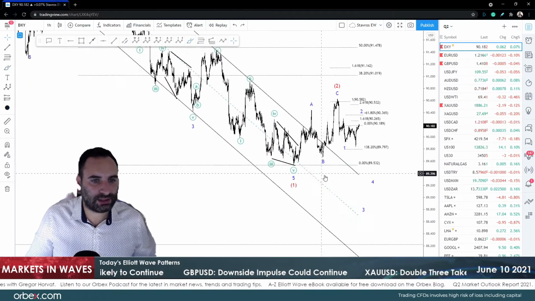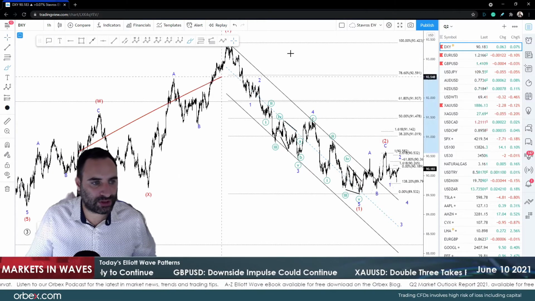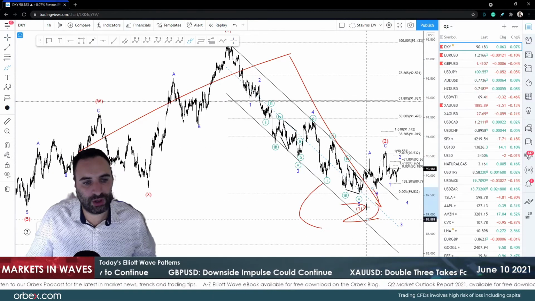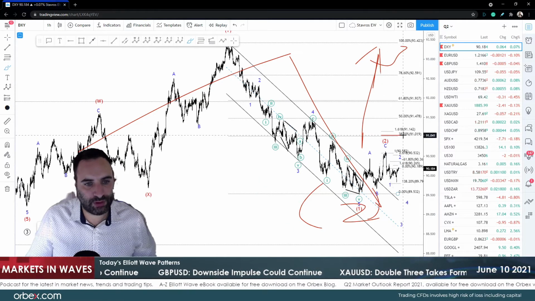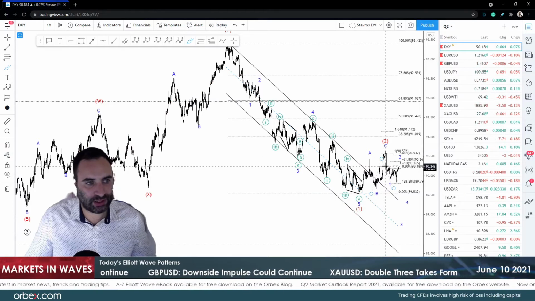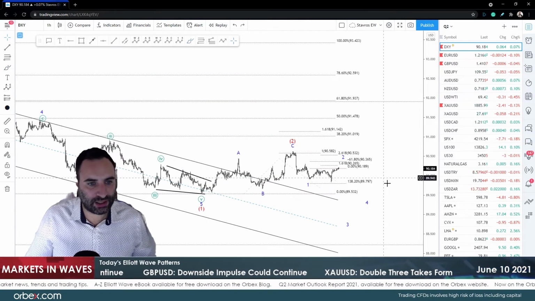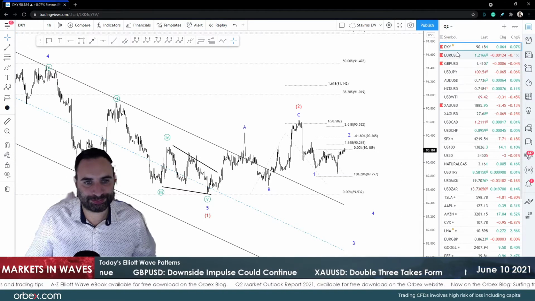And the other scenario is that we've ended down here, and this is an impulse to the upside, and that's wave 2. And we're going to get wave 3 all the way up. So should we break above the 91, then we can revisit that particular alternative scenario. But until then, guys, I'm looking at this as an expanding flat.